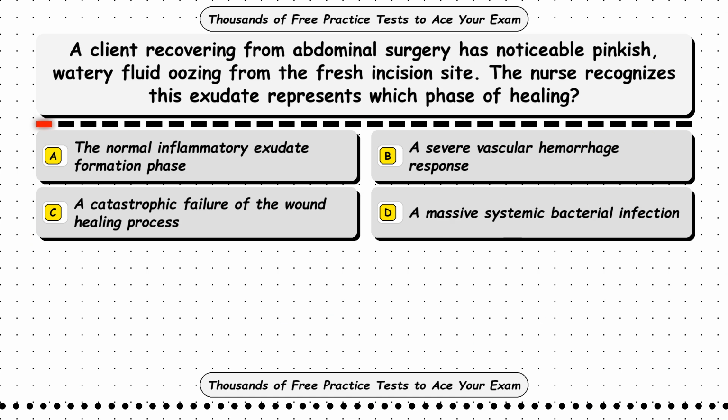Question 96. A client recovering from abdominal surgery has noticeable pinkish, watery fluid oozing from the fresh incision site. The nurse recognizes this exudate represents which phase of healing? Option A. The normal inflammatory exudate formation phase. Option B. A severe vascular hemorrhage response. Option C. A catastrophic failure of the wound healing process. Option D. A massive systemic bacterial infection.